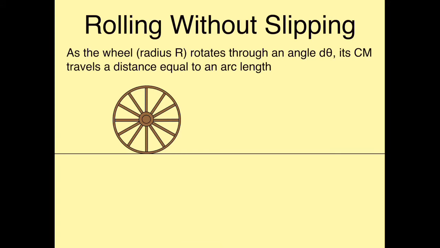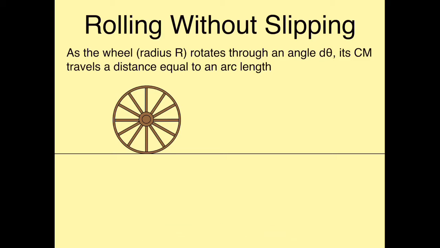Now hopefully you have an idea of what rolling without slipping looks like. The next thing to do is develop some equations that describe this type of rolling motion. In this derivation, we're going to look at a wheel that's rolling along the ground. Its radius is r. And we're just going to look at a tiny little bit of rotation that it undergoes. Let's say it rotates through an angle d theta.